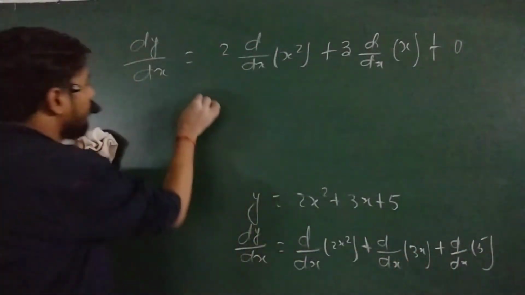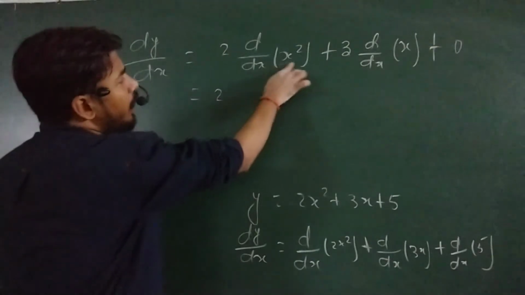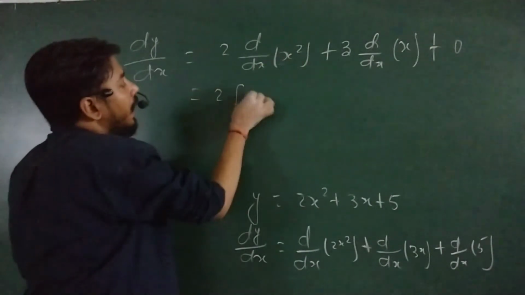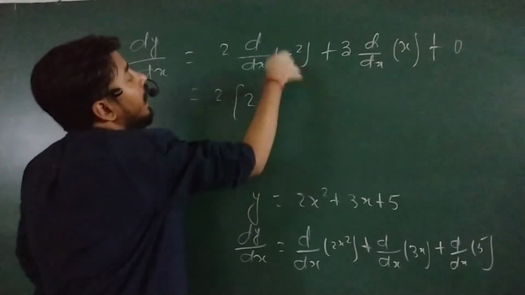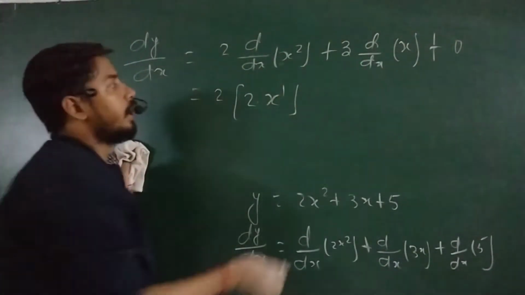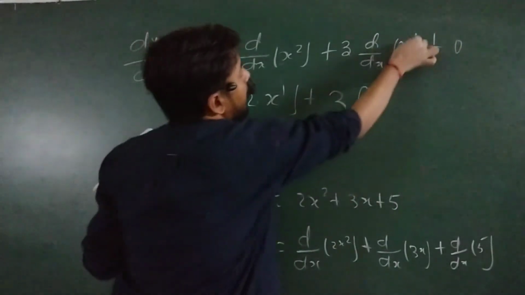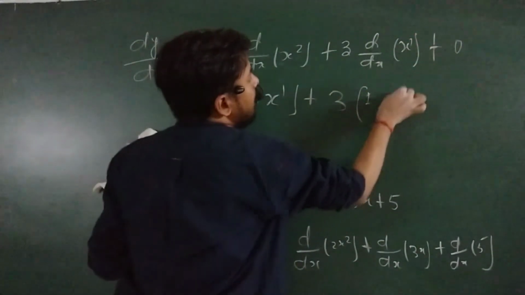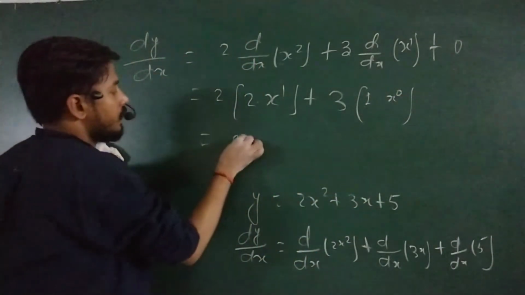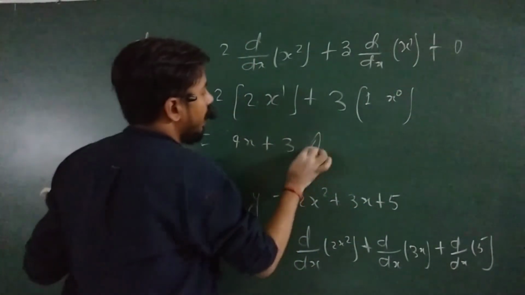Now see my dear, this you can do by using the power rule. So what is the power rule? n into x power n minus 1. Here n is 2, so 2 minus 1 is 1. Can I do it like that? Okay, plus 3. What is the power? 1. So 1 into x power 1 minus 1, which is 0. So this will come out as 2 into 2x, that is 4x plus 3. This is the answer of this question.